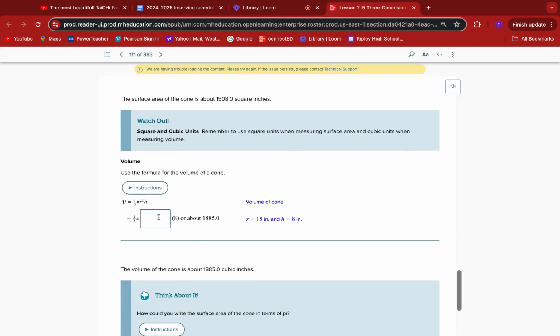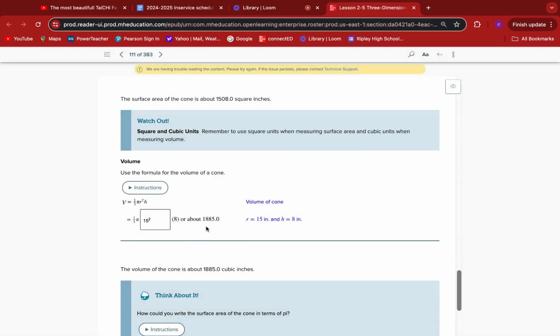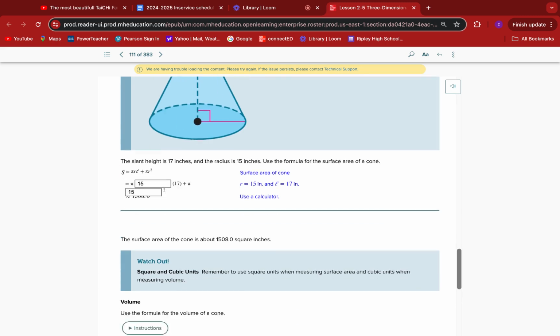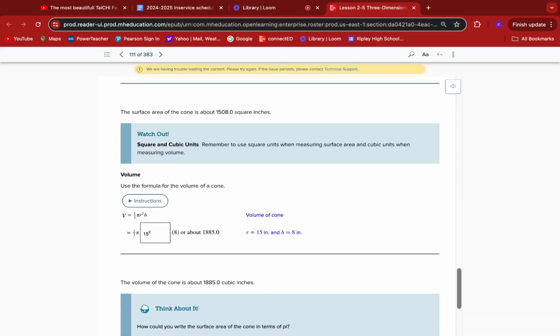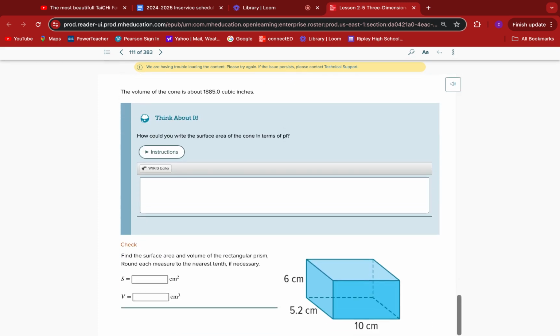Okay, volume, moving on. 1/3 pi r squared. So I do need to put in that 15 to the second power, I suppose. 15 squared. All right, and then times 8 gives you 1,885. And remember, volume is cubic. So area is squared inches, and volume is cubic inches, because you're talking about three dimensions going on here.